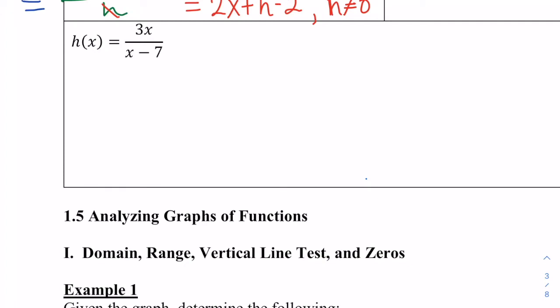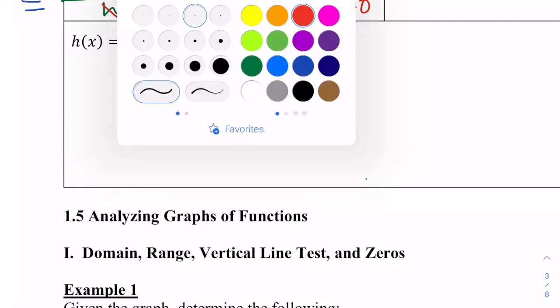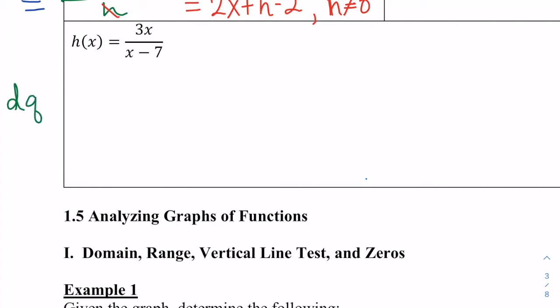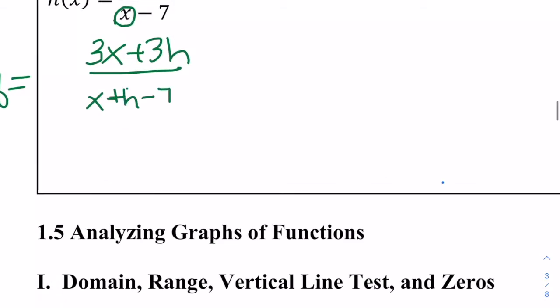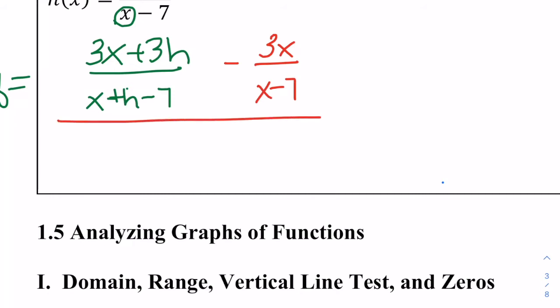For this example of the DQ, we have a little bit of a trickier problem because there's a fraction. So remember, we're still going to plug in x plus h in for x, for h of x plus h. So when I plug that in, I'll get 3x plus 3h over x plus h minus 7. And then I'm going to subtract the original function, which is 3x over x minus 7 all over h.